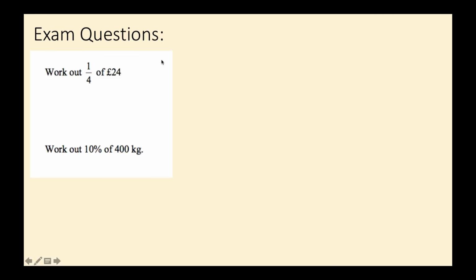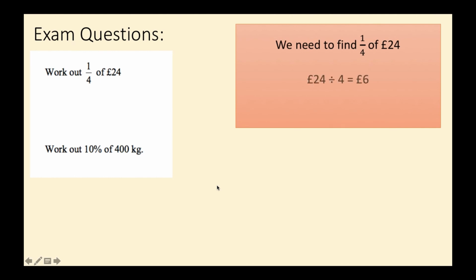All right, so next one, work out a quarter of £24. So that's a nice one. We do 24 divided by 4, which is 6. And then another percentage one here, just throwing them in. There is a percentages course you can take a look at for free, but I thought I'd add this one in here. So work out 10% of 400.